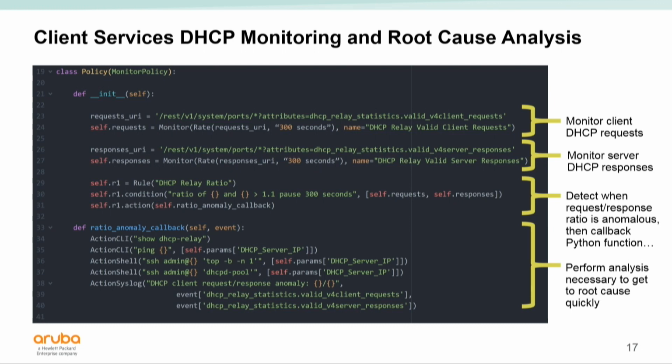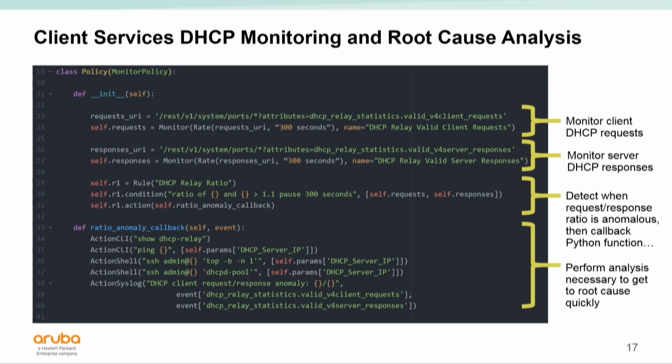And you can do anything you want, anything Pythonic that you'd like in that callback function. In this example, I simply executed a number of commands to collect information. And so it's just doing those things I talked about earlier. We can do a show command locally. We can ping the system. We can SSH to the DHCP server and do top and DHCPD pool, right, to get that information. We can also send a syslog.